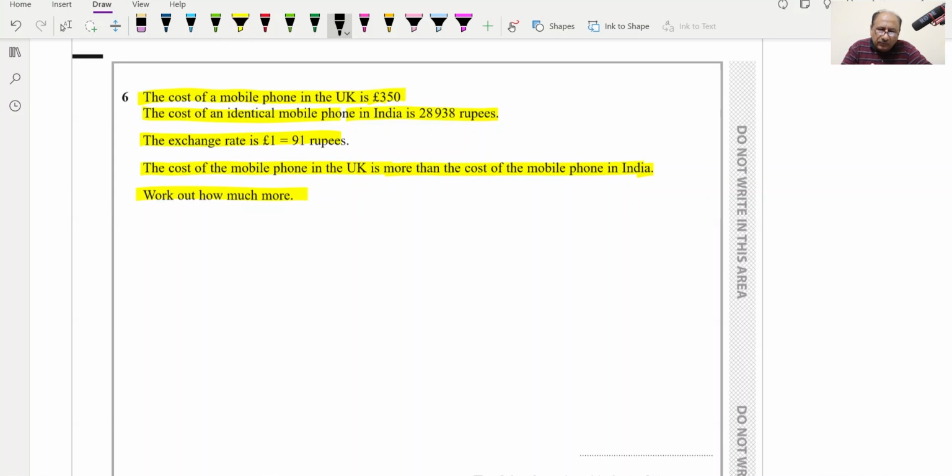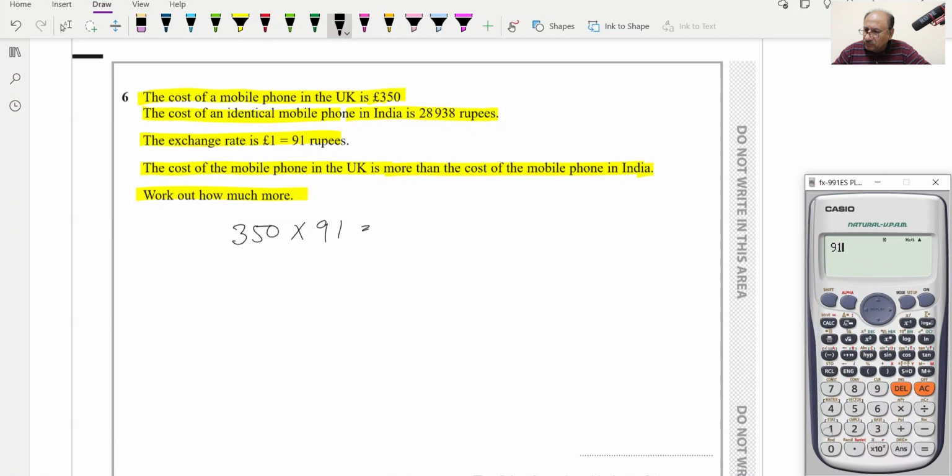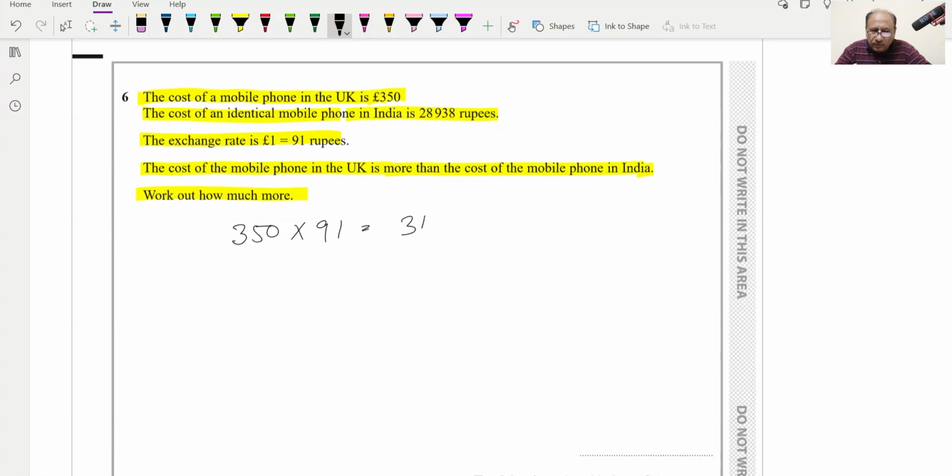So we can convert 350 into rupees, and we will multiply it by 91, and we will get 91 multiplied by 350 is equal to 31850. This will be in rupees.